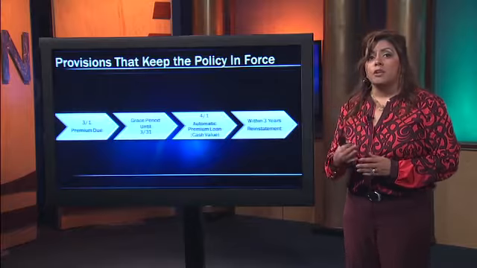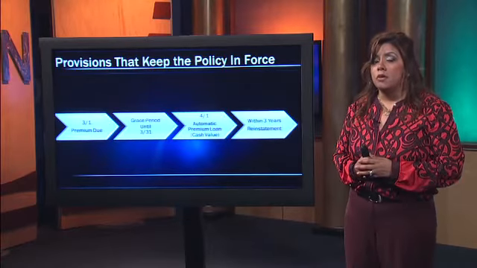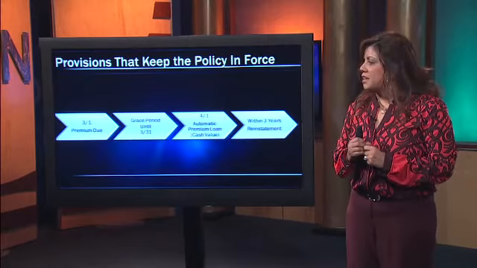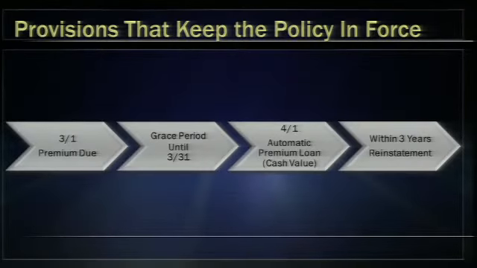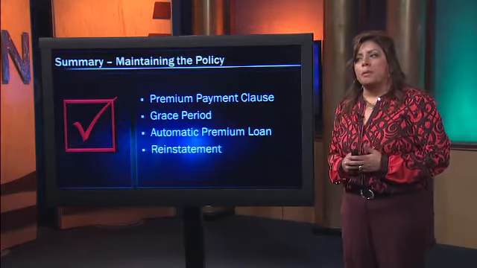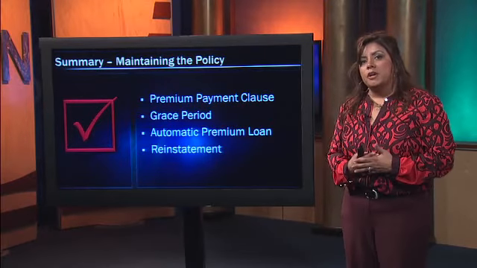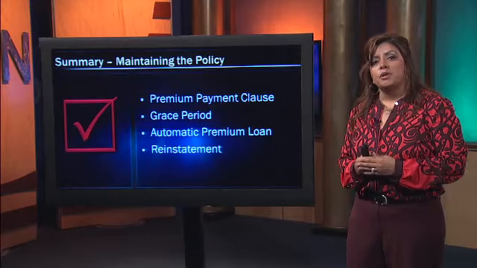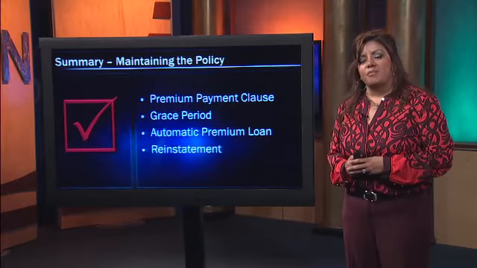So in this segment, we've talked about all the provisions that keep a policy in force. This is how it wraps everything together. We have the provision from the time a premium is due. If the payment is missed, the grace period would begin. If available, the automatic premium loan would start at that point if they had a whole life policy. And if all else fails, they could reinstate it to original status within 3 years. So in summary, we talked about the premium payment clause, the grace period, the automatic premium loans, and the reinstatement.